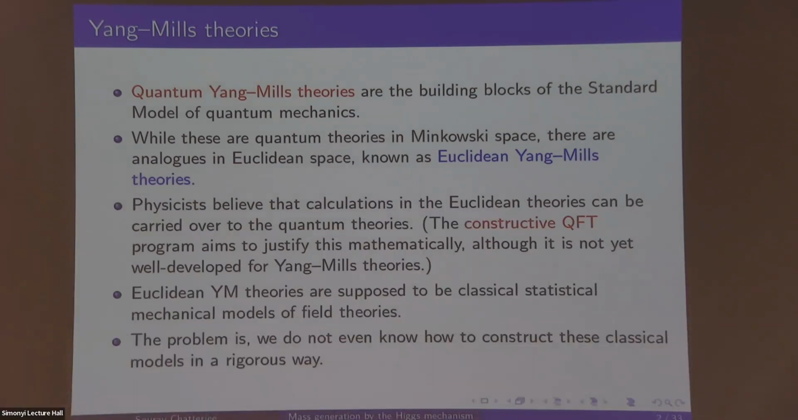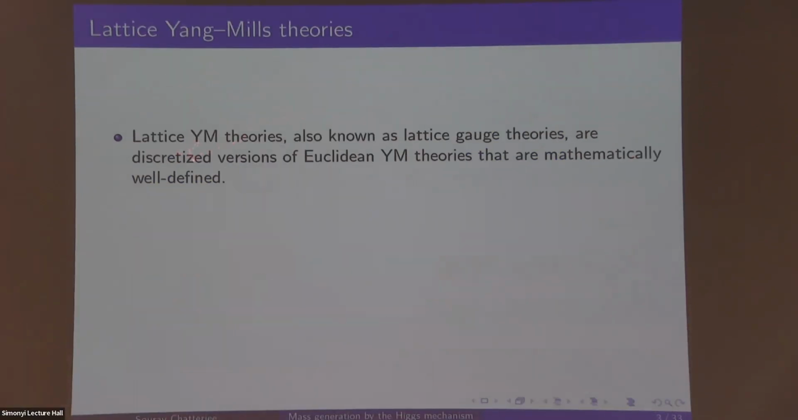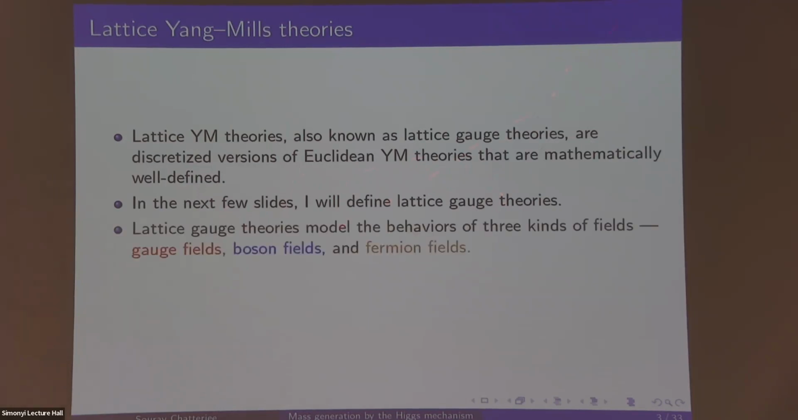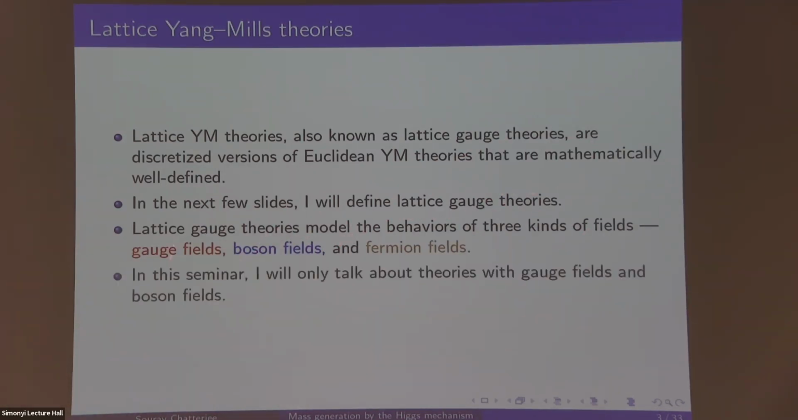So what we'll do instead is what are called lattice Yang-Mills theories, also known as lattice gauge theories. These are discretized versions of Euclidean Yang-Mills theories that are mathematically well-defined. So there is no problem in defining these theories. In the next few slides, I will define lattice gauge theories. These theories model the behavior of three kinds of fields in general: gauge fields, boson fields, and fermion fields. I'll not talk about fermion fields in this talk. I'll talk only about theories with gauge fields and boson fields.